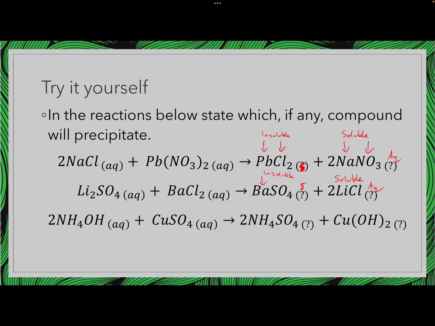Looking at the last one, ammonium sulfate. Remember, ammoniums are all soluble. There's no exceptions for that. Sulfates are all soluble with 6 exceptions: lead, mercury, silver, so our PMS, as well as calcium, strontium, barium. But if we have a look, it's actually ammonium. Ammonium is none of those 6 things. So this one's going to be soluble.